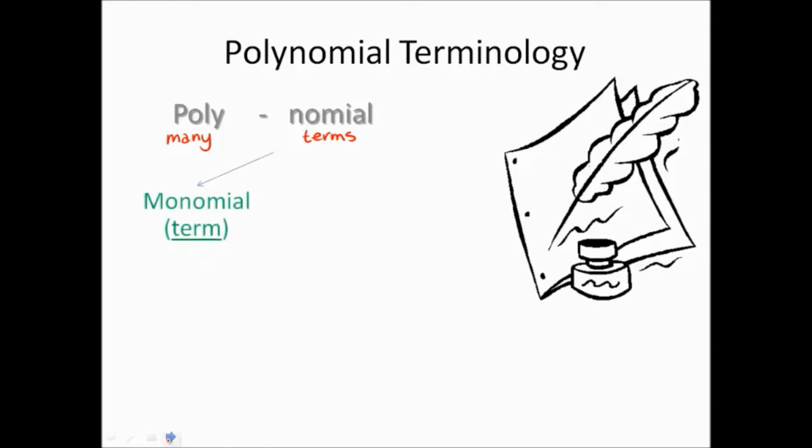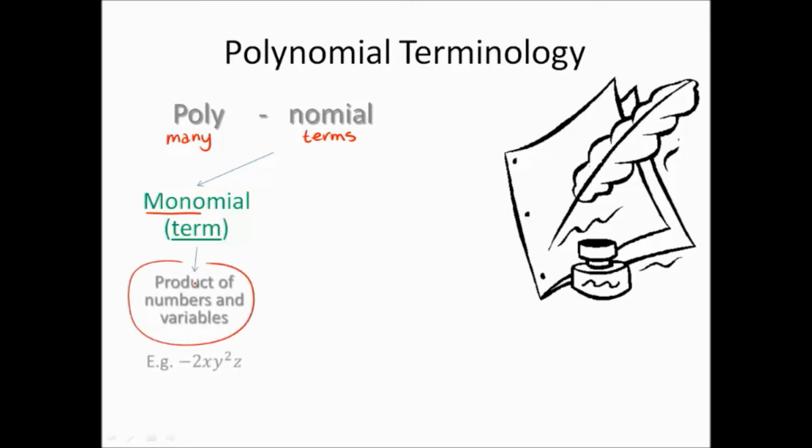We could have a monomial, which is one term, and one term is defined by being a product of numbers and variables. For example, negative 2xy squared z is a term or a monomial. You'll notice that the number in front that is multiplied to all the letters is called a coefficient.